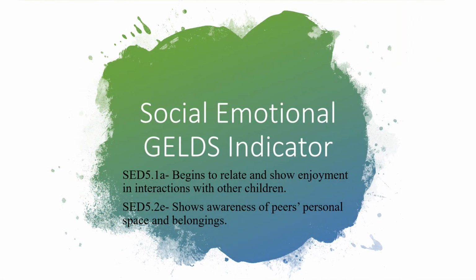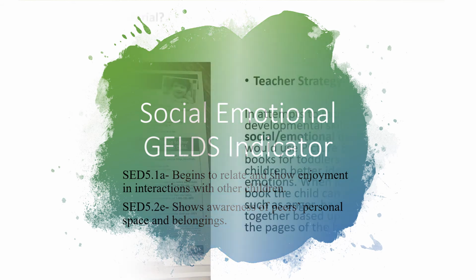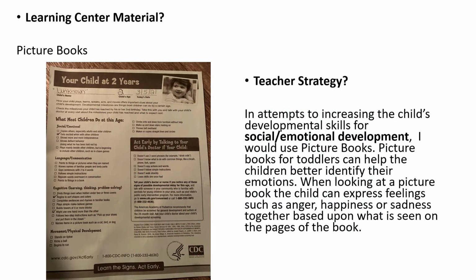And we can't forget to mention the two GELD indicators that we used in correlation with the previous slide for social emotional development. As a teacher, I have chosen picture books as a learning center material. In attempts to increase the child's developmental skills for social emotional development, I would use picture books because picture books for toddlers can help children better identify their emotions. When looking at a picture book, the child can express their feelings such as anger, happiness, or sadness based upon what they have seen on the pages of the book.